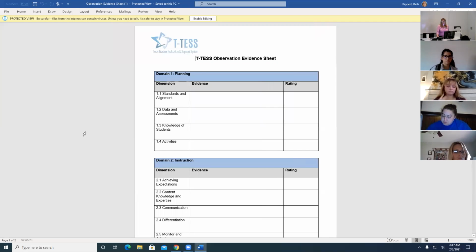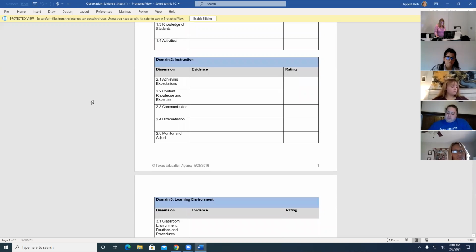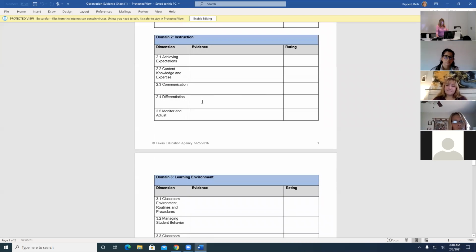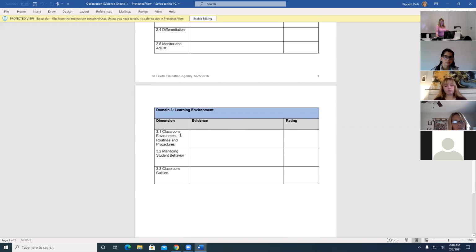Here we go. So the first one I'm going to look at here is your T-test observation evidence sheet. This is part of what you're going to be submitting to me as your application assessment assignment 1. So I want you to look at, planning is going to be really hard for you to write about because you don't have this lady's lesson plan. But what I do want you to do is think about domain 2, instruction. I want you to look at students' ability to achieve expectations, or her ability to try to elicit that. Content knowledge and expertise: does the teacher understand the content she's teaching is what we're asking there. Communication, differentiation, monitor and adjust. And then classroom environment: routines and procedures, managing student behavior, classroom culture.